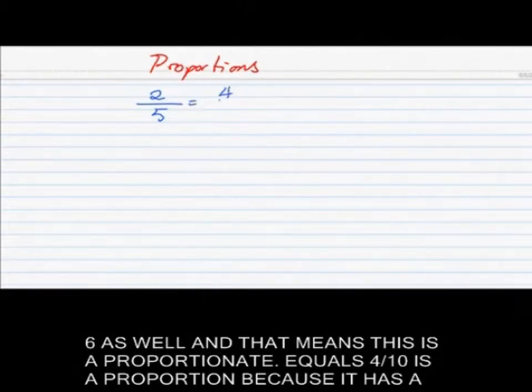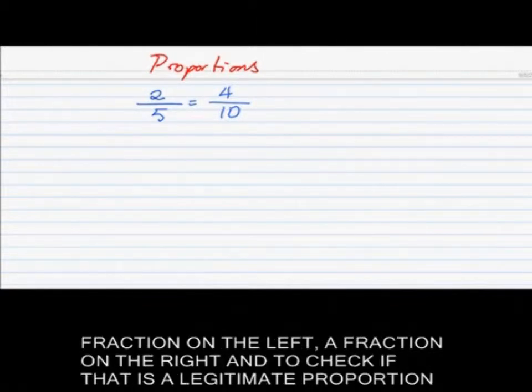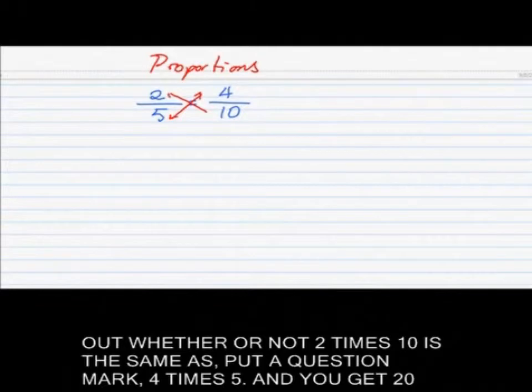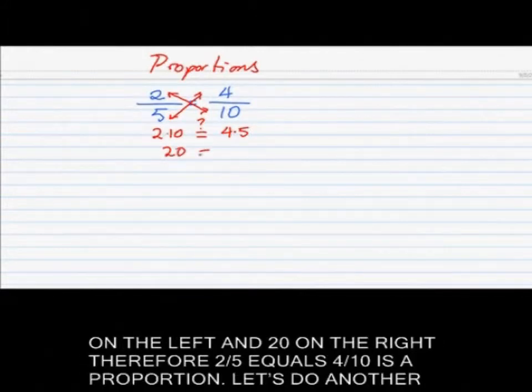2/5 equals 4/10 is a proportion because it has a fraction on the left, a fraction on the right. And to check if that is a legitimate proportion, you need to multiply crisscross. In other words, you need to find out whether or not 2 times 10 is the same as, put a question mark, 4 times 5. And you get 20 on the left and 20 on the right. Therefore, 2/5 equals 4/10 is a proportion.